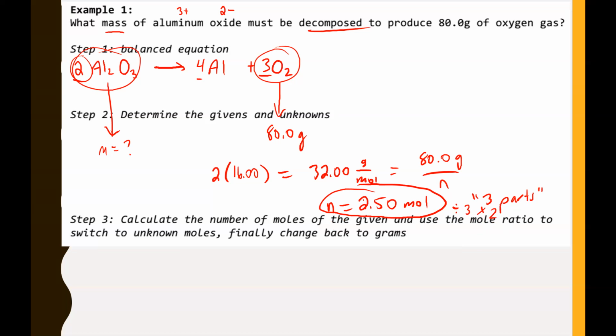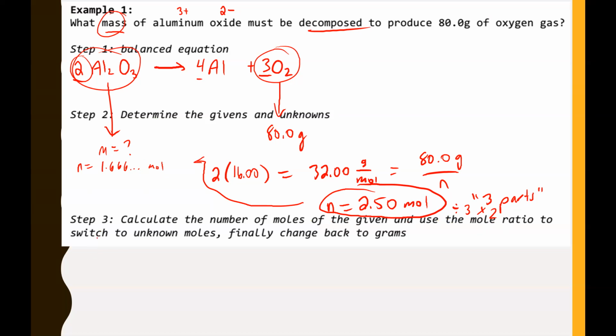So long story short, if we take 2.50, divide it by 3, and then times by 2, we should get the number of moles of aluminum oxide to equal 1.666 repeating, okay? And that is in moles. Now remember, the question itself is asking us to find the mass, so we should use the molar mass of aluminum oxide to figure out that now.